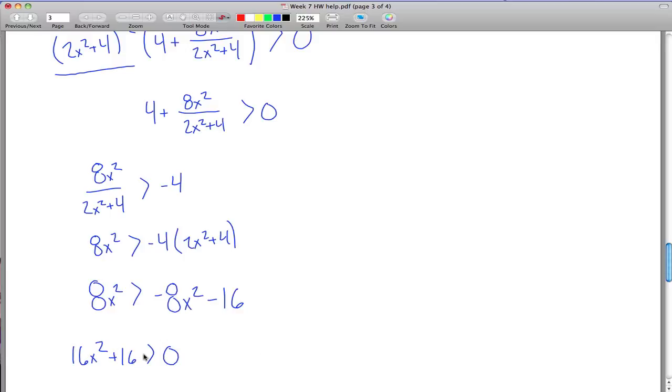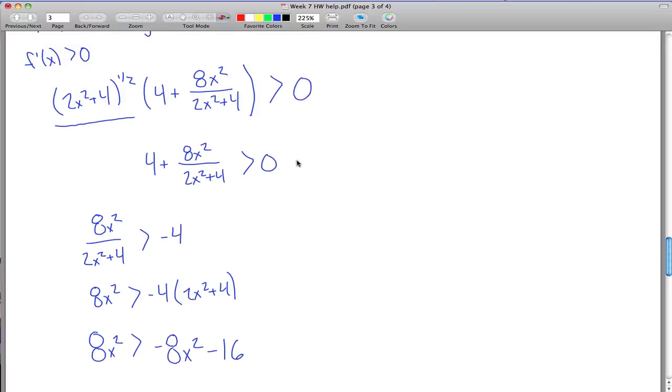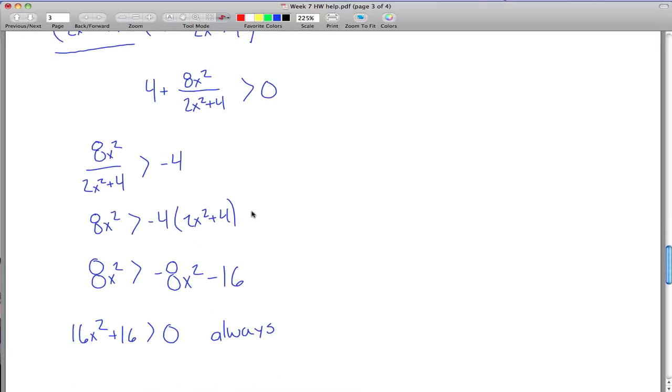Maybe we can just look at it here. You got a couple options, but x squared is always positive. Multiply by 16, still positive. Add 16, still positive. So again, we're in the case where this is always true. So what were we trying to figure out? Increasing here? It's increasing when x is everywhere, from negative infinity to infinity.